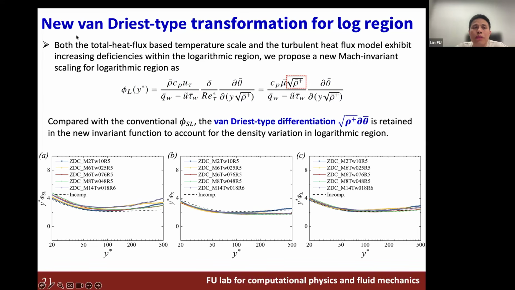And also in the log regime, we propose a new one-to-rest type of transformation. We retain the density-weighted terms, which is motivated by one-to-rest, but we also add one density-weighted term in the y-coordinate term. Then we reach a so-called new one-to-rest type of transformation for the log regime. You can see that compared with state-of-the-art semi-local and one-to-rest type transformations, we also get a significantly better collapse in the logarithmic regime.